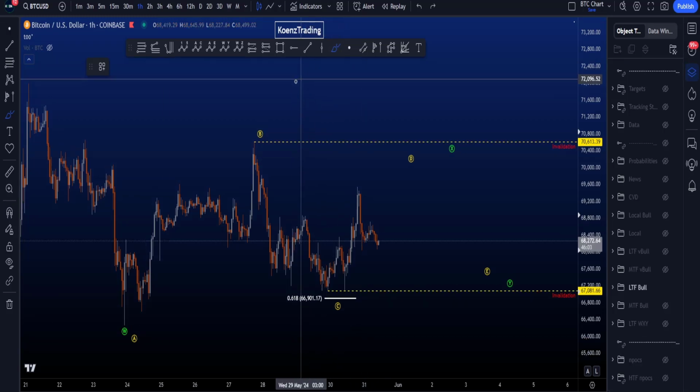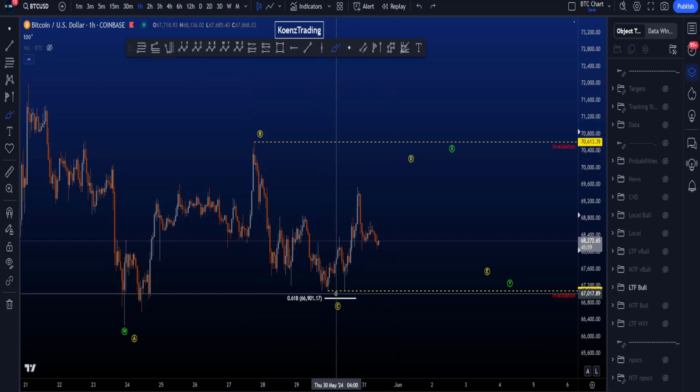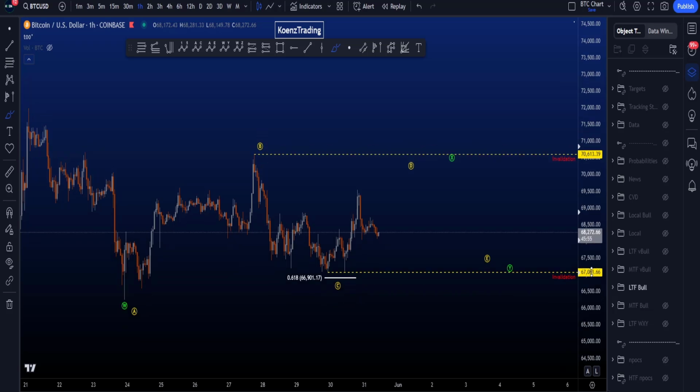The invalidation for the triangle is price moving above the high of wave B at 70.6k, or move below the low here of wave C at 67k.